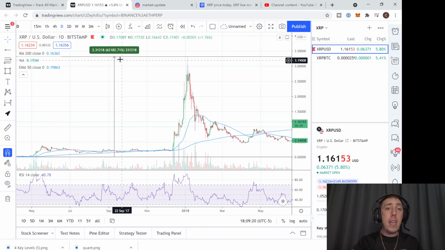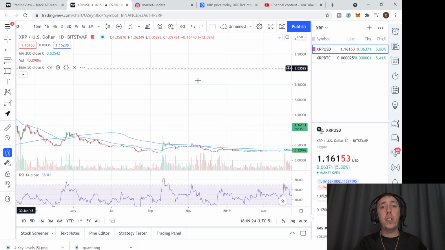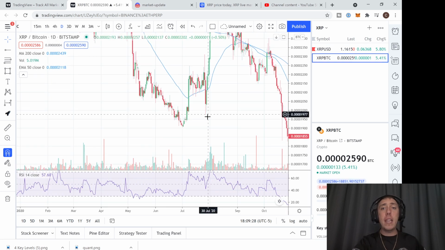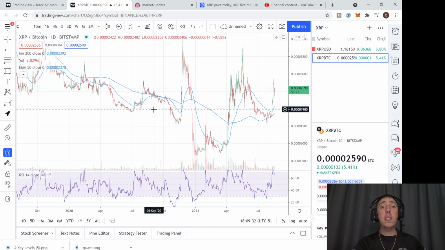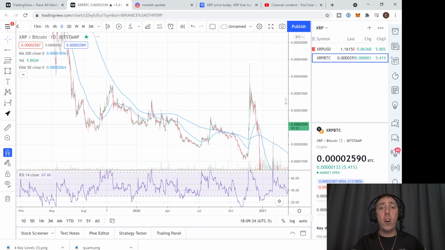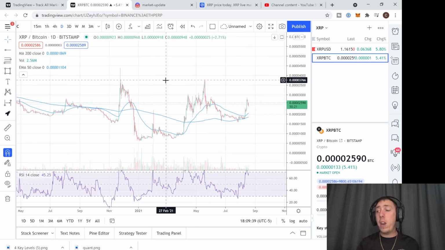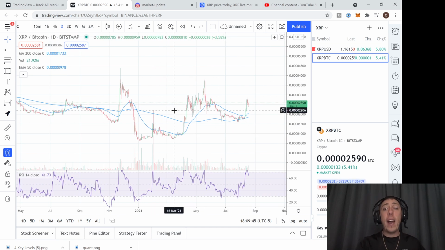So XRP USD, I'm using the Bitstamp chart because it has the most price history on this one. Now, I know there's been a lot of craziness with the SEC and all that. However, I don't care, guys, because my trading style only focuses on the charts themselves, and I completely ignore whatever news or fundamental things are going on. And just watching the charts keeps me unbiased so that I can look at a chart and know whether or not it's bullish or bearish.